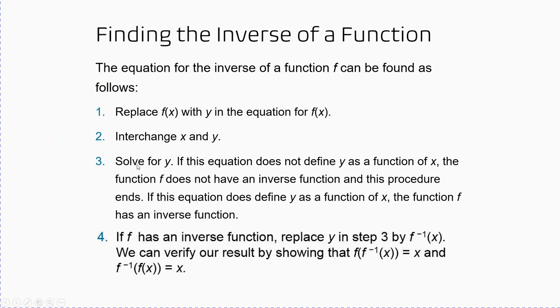Next thing you're going to do is you're going to solve for y. Okay? If the equation does not define y as a function of x, the function f does not have an inverse function, and this procedure ends. Okay? But if you can solve for just y, so if the equation does define y as a function of x, then it has an inverse equation. So not every time it will have an inverse equation, okay? But when it does, okay, you can get y by itself.